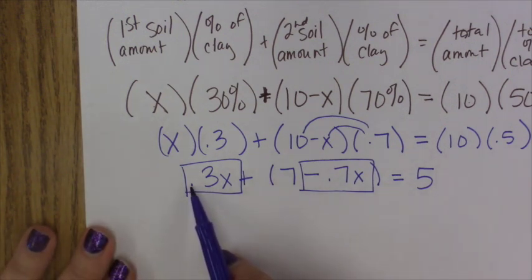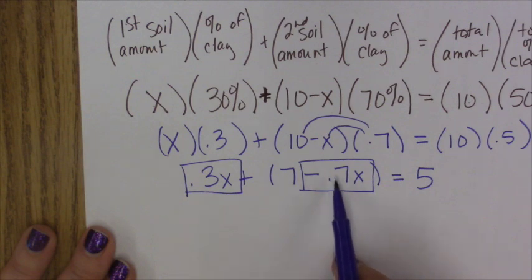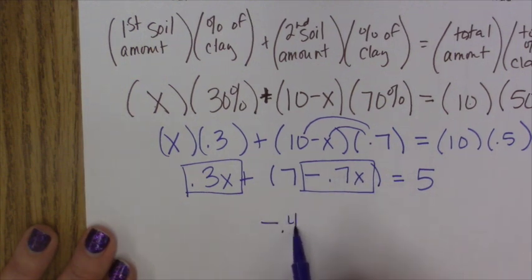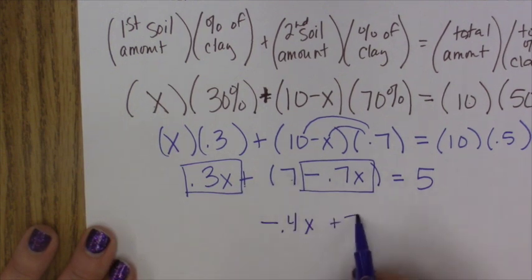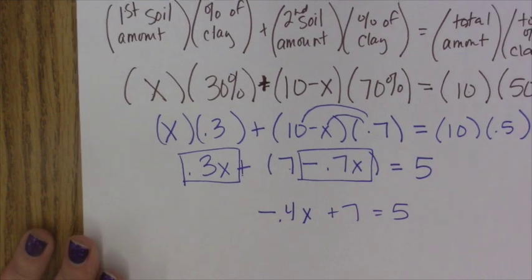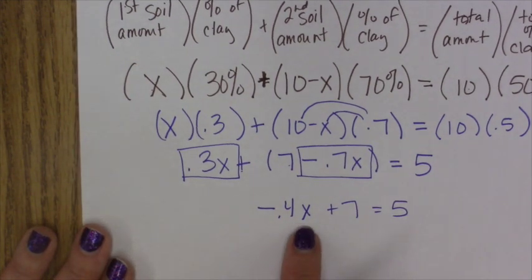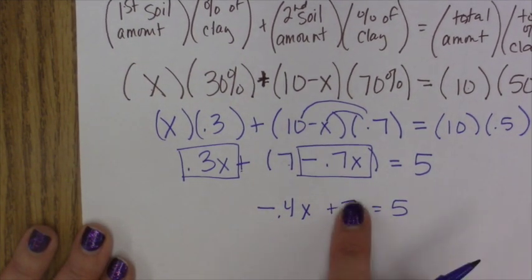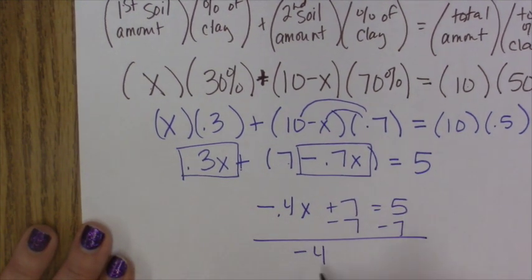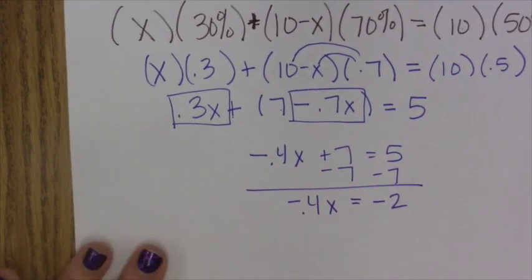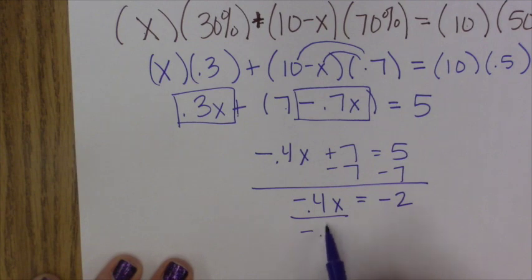So I have a positive 0.3x and a negative 0.7x. So I end up with a negative 0.4x, and I still have this plus 7, and that equals 5. So to solve for this unknown, I have to address this addition first. So do the opposite and subtract. So we get negative 0.4x is equal to negative 2. Now we can divide.